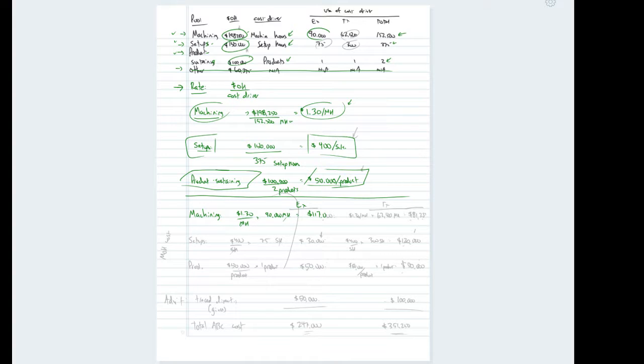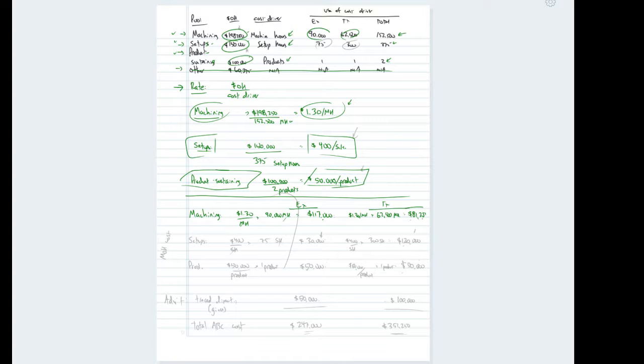And to the TX, we're going to take $1.30 per machine hour, multiply it by the 62,500 machine hours, and that gives us 81,250 getting allocated to the TX. So the machining cost, 117 is allocated to the EX, 81,250 is allocated to the TX. Together, that total is 198,250.